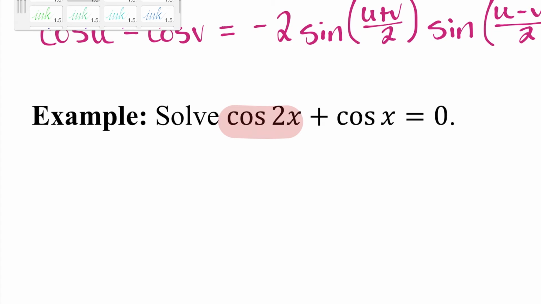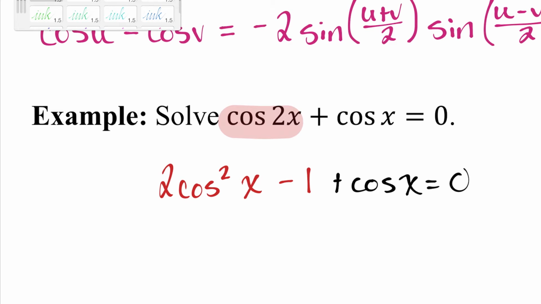So instead of my cosine 2x, I am replacing it with what it is equivalent to using the double angle formula. And we're using x instead of u. That's okay. I'm going to move some things around because I don't like the order of this. It just does not vibe with me.